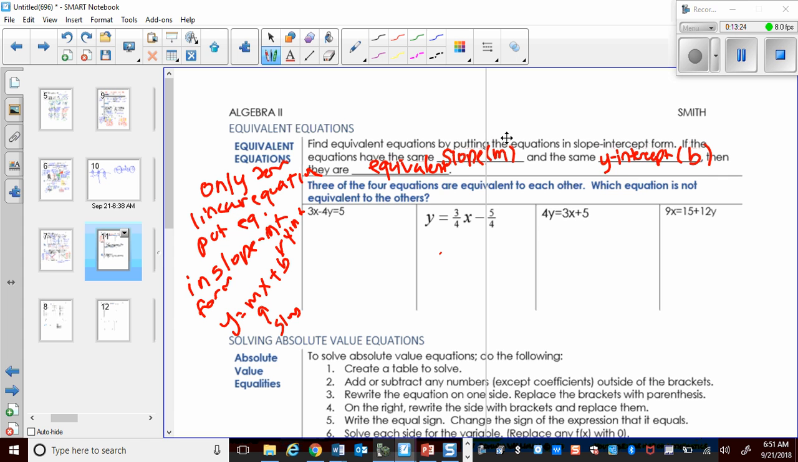Now, looking at the first equation, this is, well, directions actually. 3 of the 4 equations are equivalent to each other. Which equation is not equivalent to the others? So I need m and I need b in order to get that. So first, I'm going to solve for y. So I'm going to rewrite.